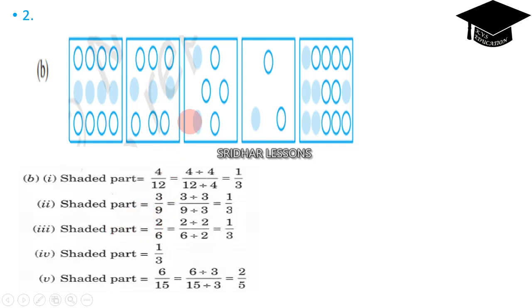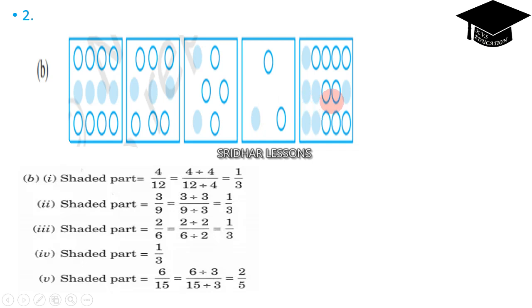Third one, 1, 2, 3, 4, 5, 6, of which 2 parts were shaded. So 2 by 6. This is again 1 by 3. Here we have 3 parts totally. In this, 1 part is shaded, so it is 1 by 3 directly.